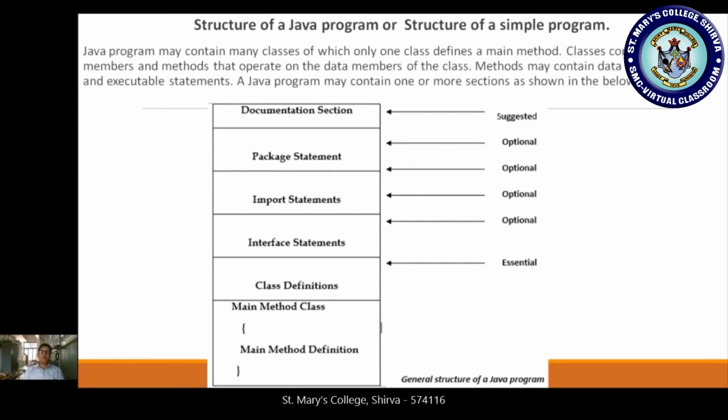Next one is the package statements. Documentation section is suggestive, so it may or may not be required. And package statement is optional. We are going to be learning what this package is. Packages are some built-in collections, and they consist of classes, methods, inheritance, and everything. We are going to be learning these things in coming chapters.